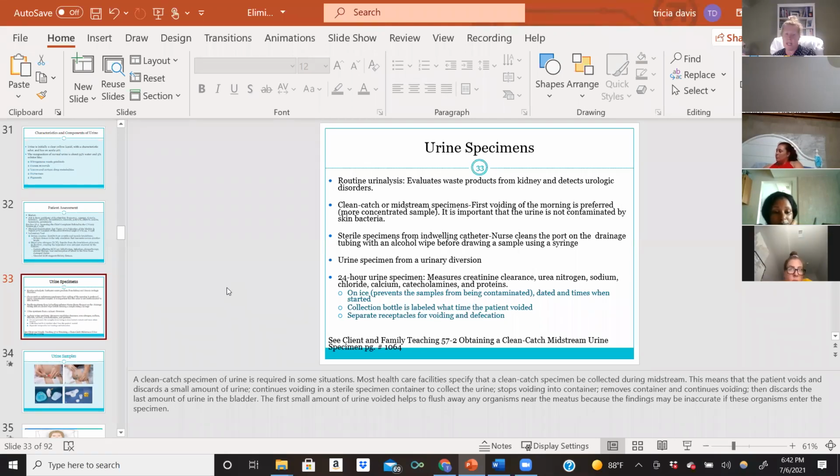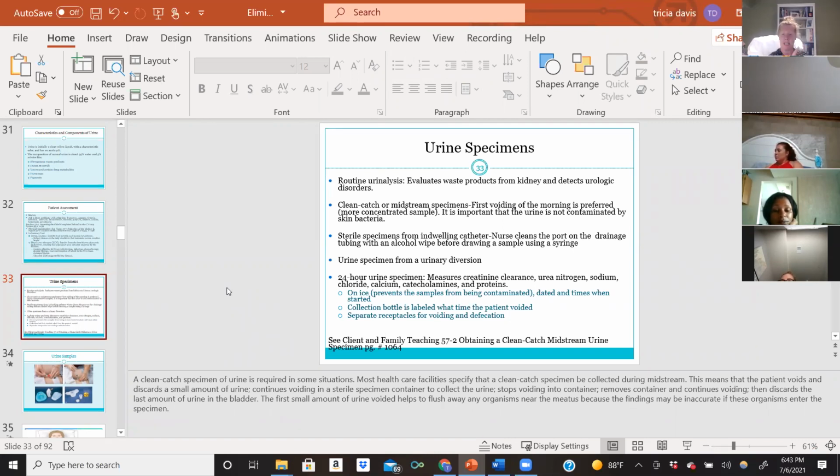So I put down here at the bottom that the patient will void, and then they're going to discard a small amount of the urine. So they're not going to pee into that cup. Once a small amount comes out, they're going to put that specimen cup underneath them and continue to void. They're going to stop voiding once the container gets filled.